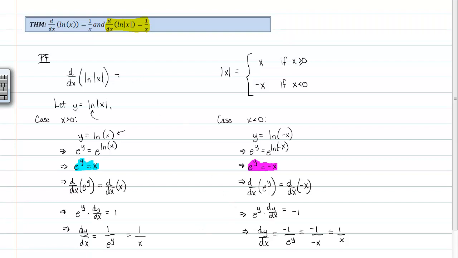So that tells us that the derivative with respect to x of the natural log of the absolute value of x, doesn't matter if x was positive or negative, will always be 1 over x. Notice I didn't care about when x is 0 because you can't take the natural log of 0, it's undefined. Okay, that is the proof, QED. Let's write that in.